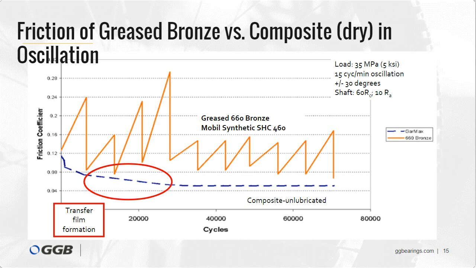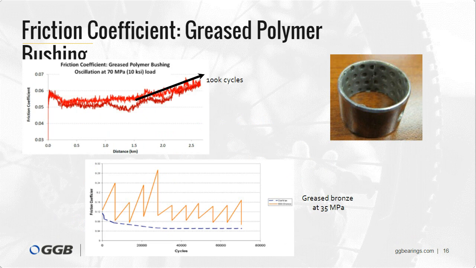Here's another example of grease being displaced, but we've got the greased polymer bushing. And what we did is on the bottom, we put the same graph we just saw a minute ago. And on the top is a polymer bushing. And so basically the end of this test is 100,000 cycles, whereas the one at the bottom was re-greased every 7,000. So this polymer bushing was greased once at the beginning, and at about 50,000 cycles, the friction started to go up because the grease was being displaced from the load zone.